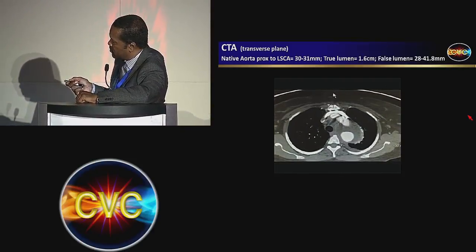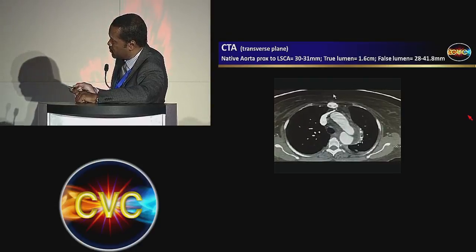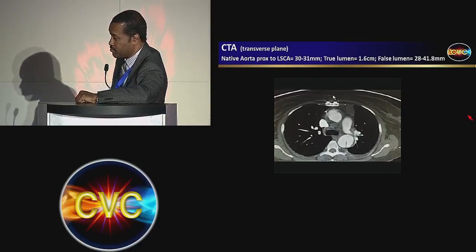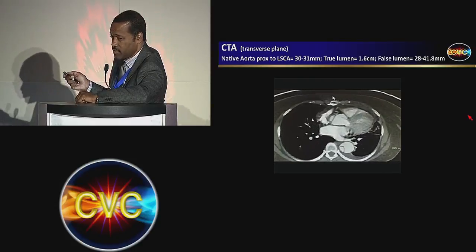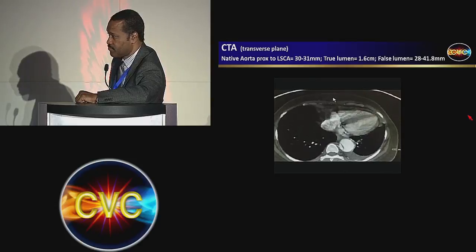The celiac, again, appeared to be coming off of the false lumen and possibly supplied by both true and false lumen, and maybe a little fenestration down there. Can we go to the next slide, please?